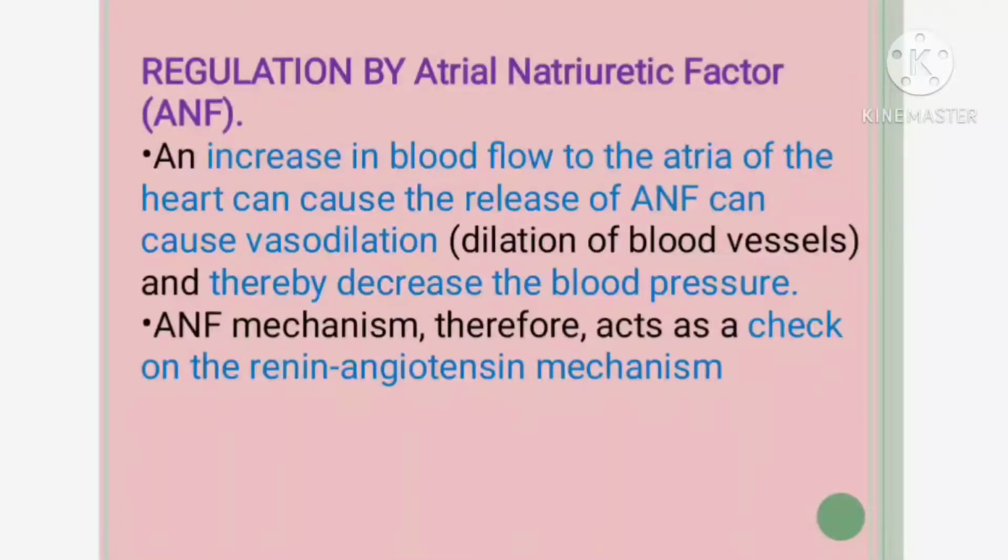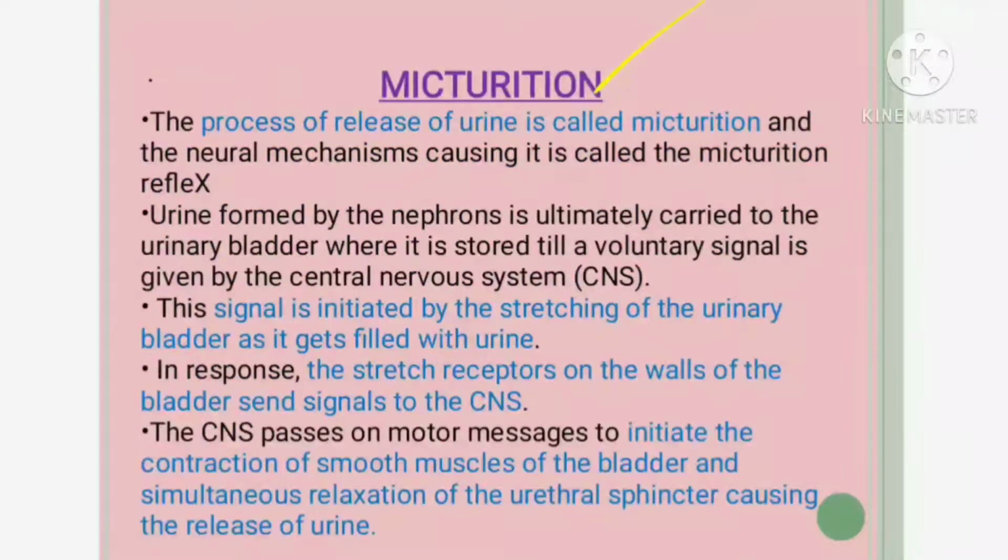Next we are moving on to micturition. Micturition is the process by which the urine is ejected out of our body. That process we call what? This micturition. That is, the process of release of urine is called micturition, and it is a neural mechanism. Sometimes you can control it to some extent, but sometimes it becomes uncontrolled. Since it is an involuntary activity controlled by the brain, involuntary muscles are playing a major role there.